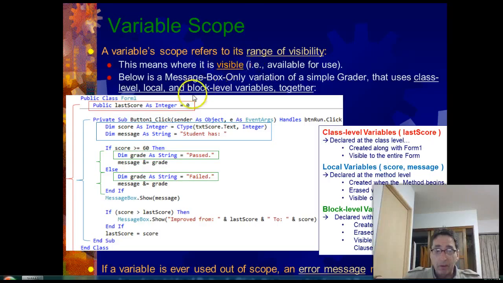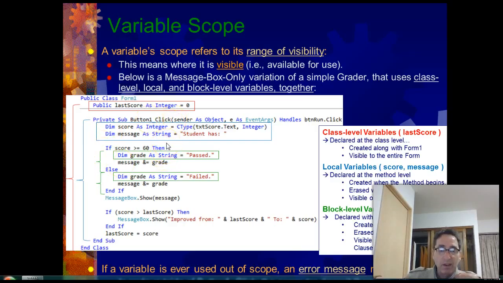And we have a variable here, we have a variable here, we actually have a variable here. So these three variables, we say their scope is within this sub procedure or this event handler. What that means is that we can use those variables within here, but we can't use them outside of here.